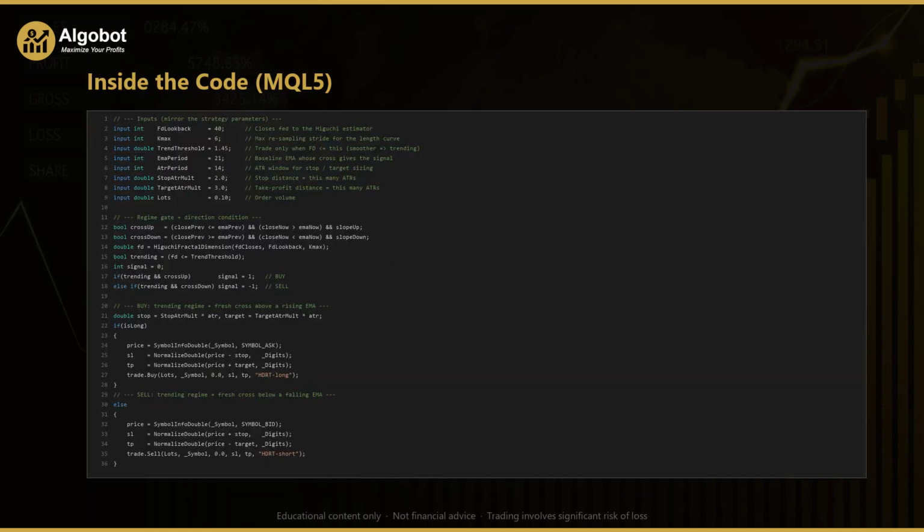Let's look at the actual MetaQuotes Language 5 code that runs inside the expert advisor. At the top are the input parameters you can adjust in the settings.